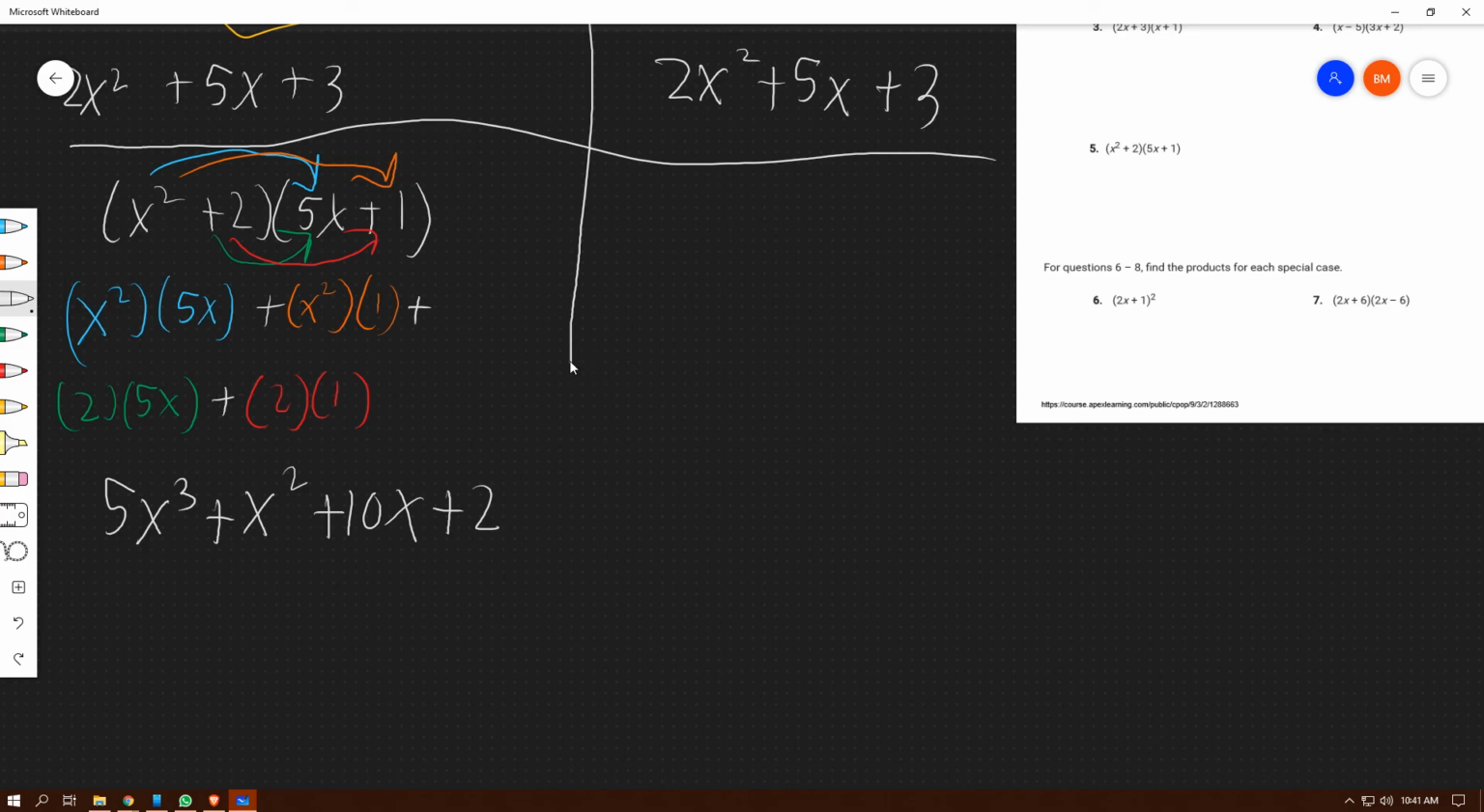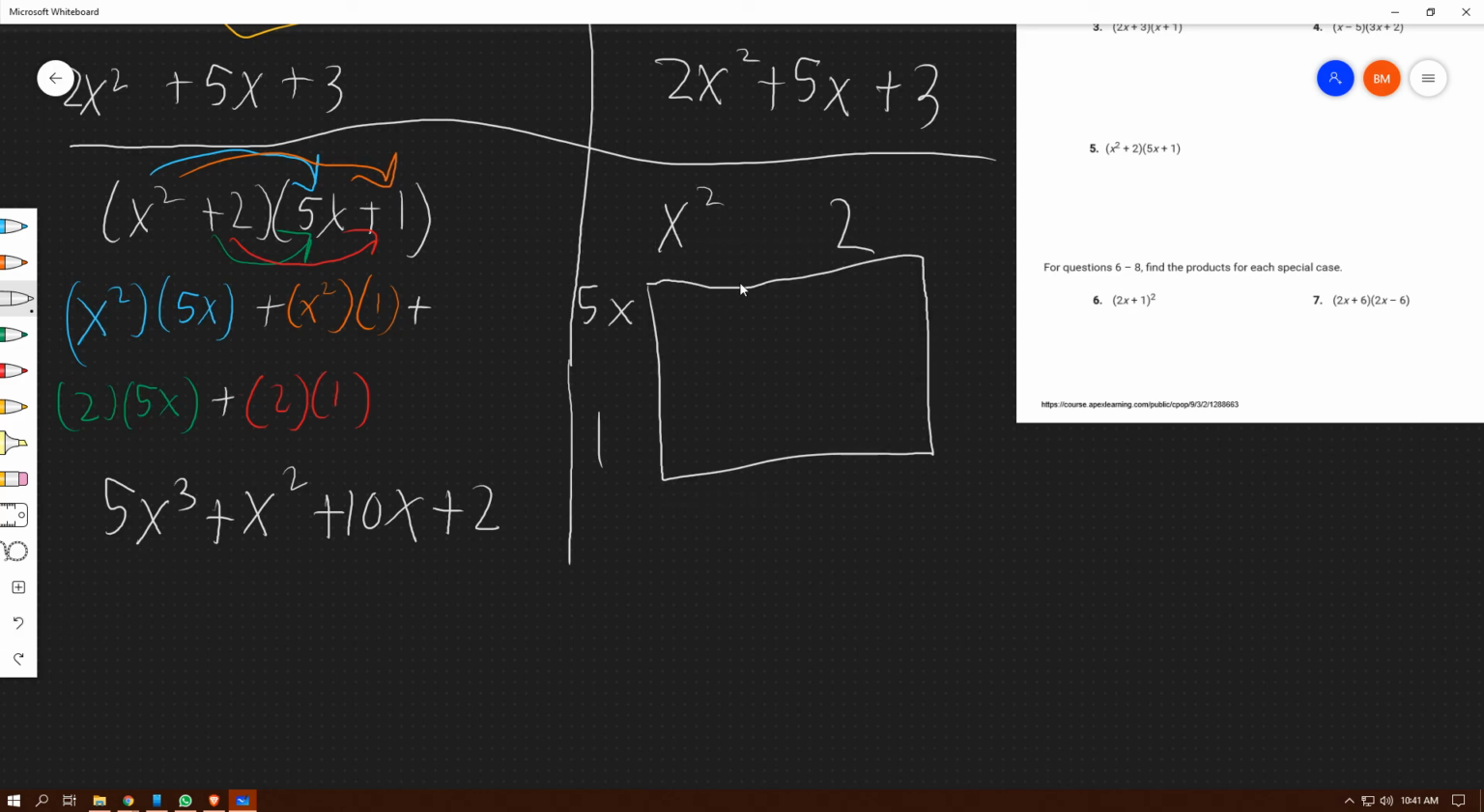Let's try the box. We have x squared, 2, 5x, 1. Better to keep the uglier box. All right, so we got blue, which is going to be 5x cubed. All right, we got orange, which is going to be x squared times 1. 5x and 2 is going to be 10x. Red is 2 times 1. And now we have a scenario where our diagonally are not like terms.